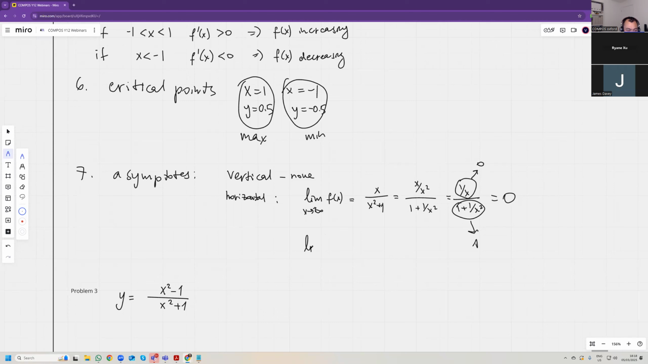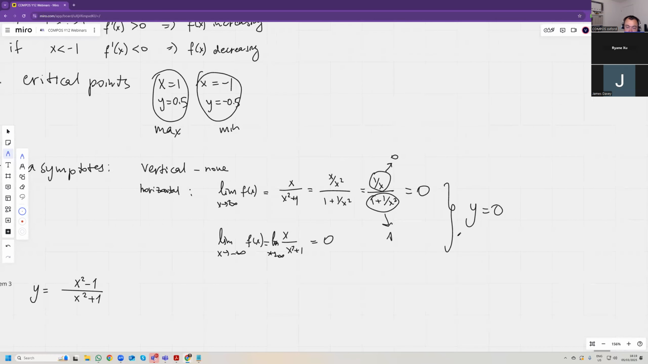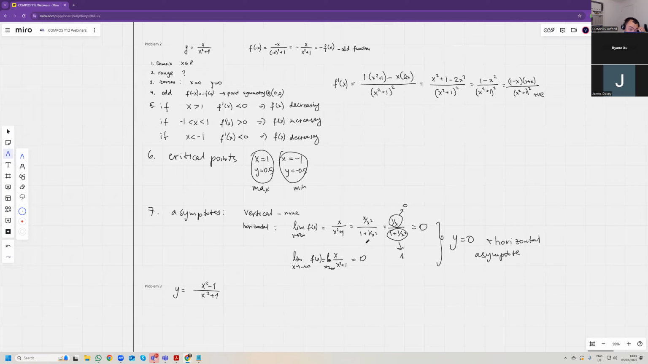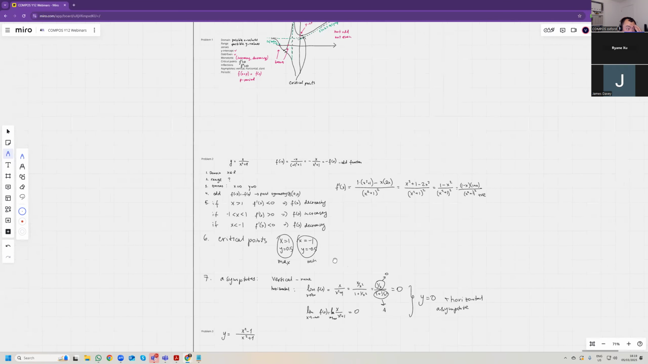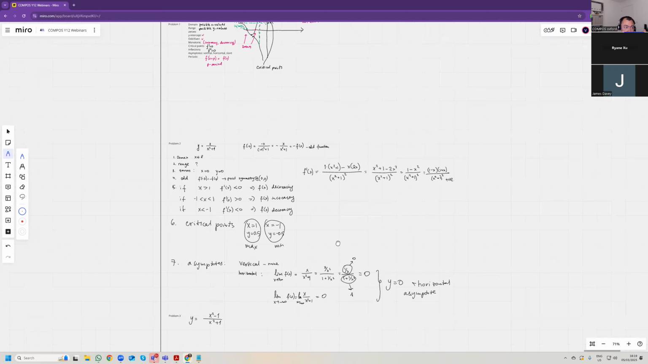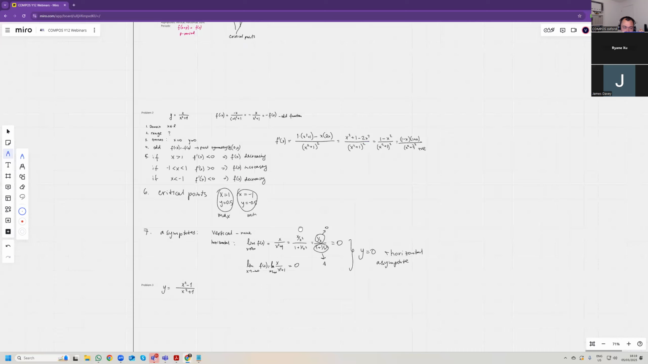And similarly, the limit as x tends to minus infinity of f of x, which is x over x squared plus 1, is also 0. And that means that y equals 0 is a horizontal asymptote. So you need to find the limit of the function as x tends to infinity. And it's periodic? No, it's not periodic. We don't really need to check that.